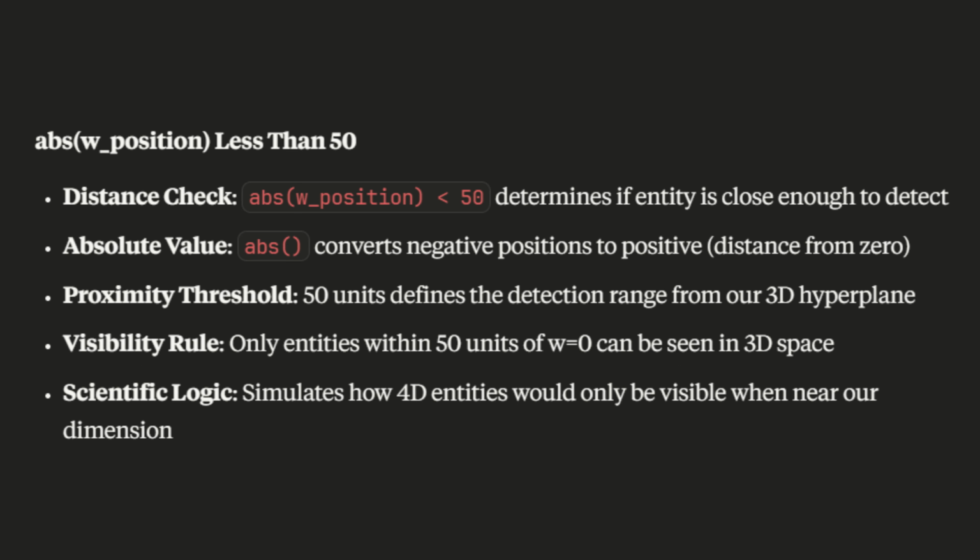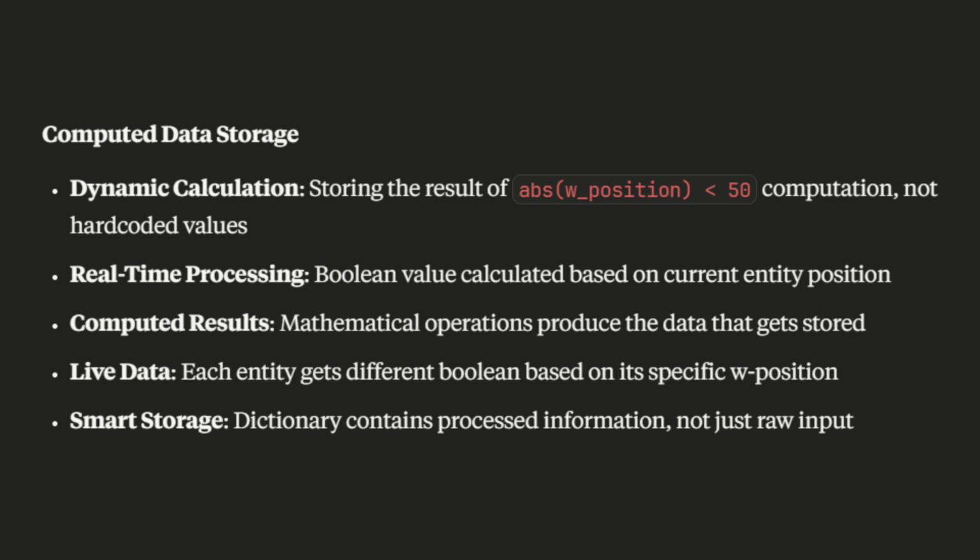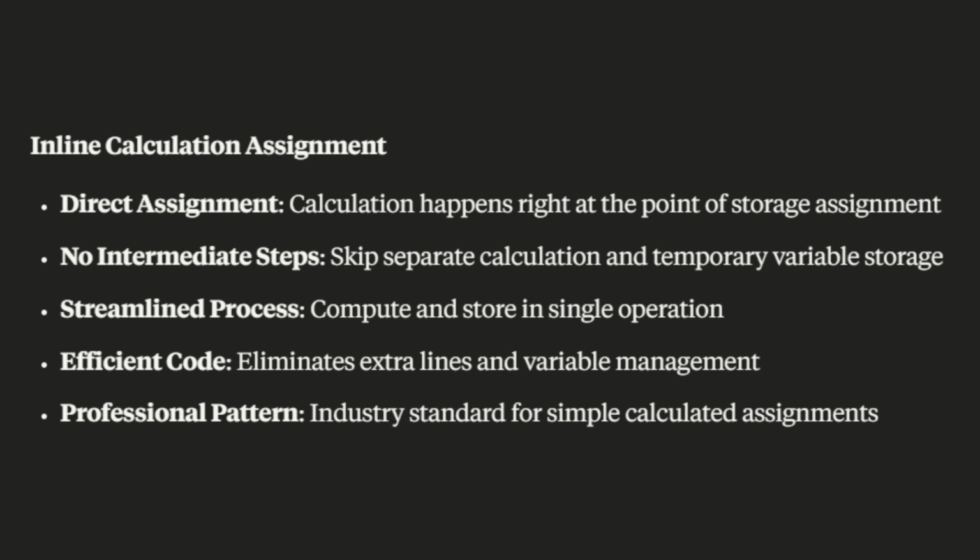So abs(W position) being less than 50 doesn't just check a condition, it produces a Boolean value that gets stored in our dictionary. We're storing computed data, not just static data. Instead of calculating visibility somewhere else and then storing the result, we're doing the calculation right in the dictionary assignment. The comparison happens once and the Boolean result gets preserved.